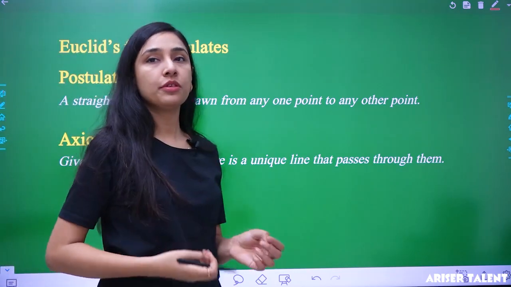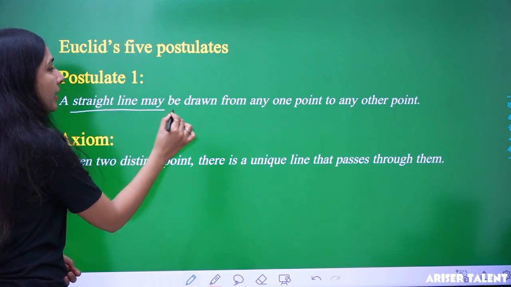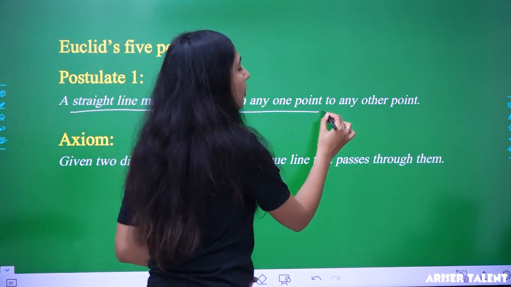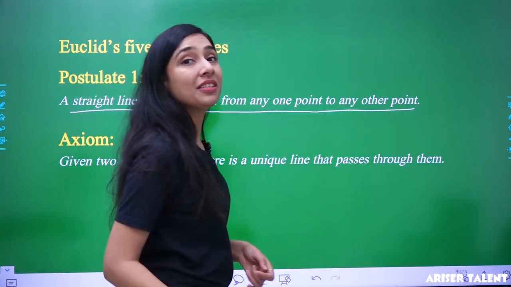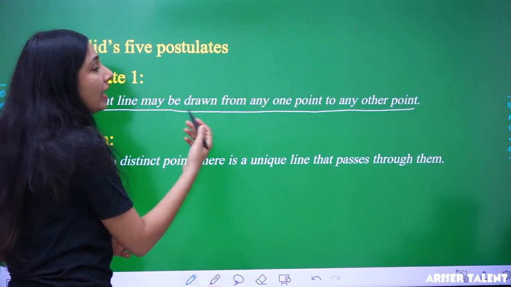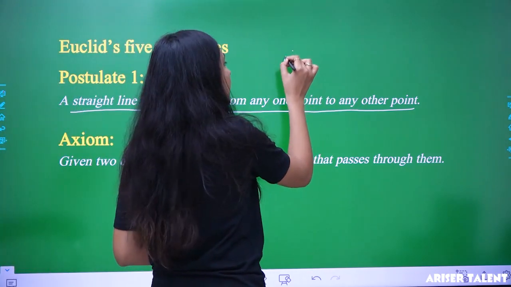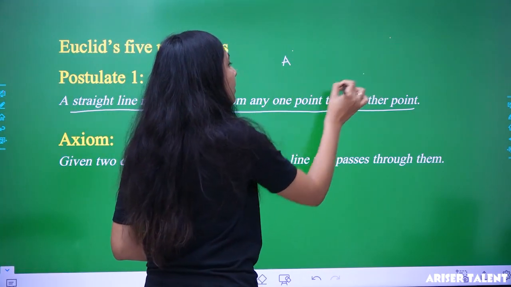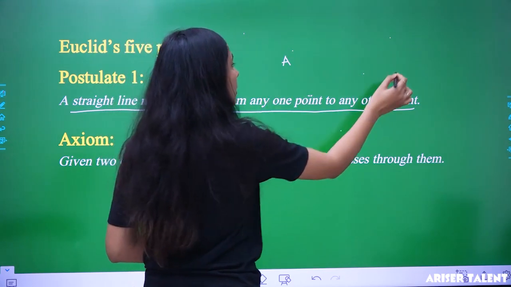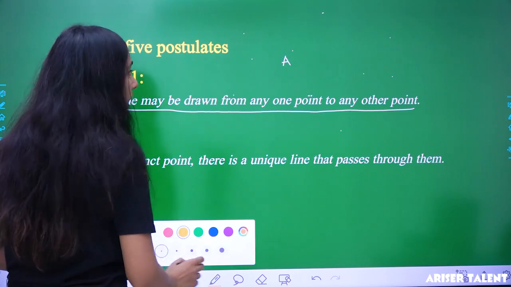Understand each postulate one by one. First postulate: a straight line may be drawn from any point to any other point. If this is one point, name it A, and we have any point here, here, here, here, here or here. Okay. And look how it works.